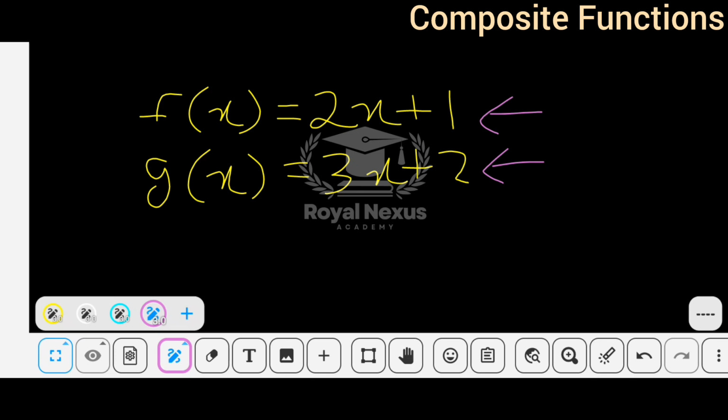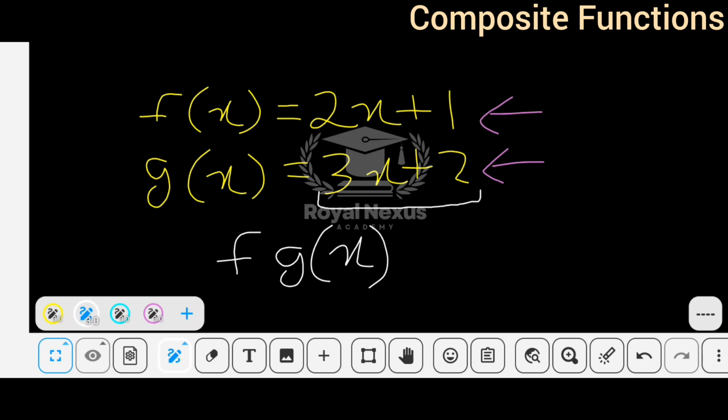In composite functions, we basically substitute one function into another function. Now what does that mean? If I write f g of x, what does it mean? It means that we are substituting the function g into function f. Whatever value of g of x is given, that value will be substituted into the variable x of the first function, that is f of x.